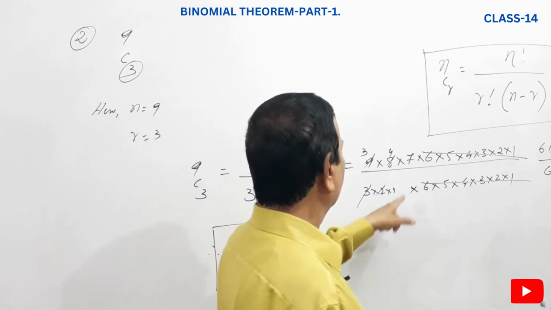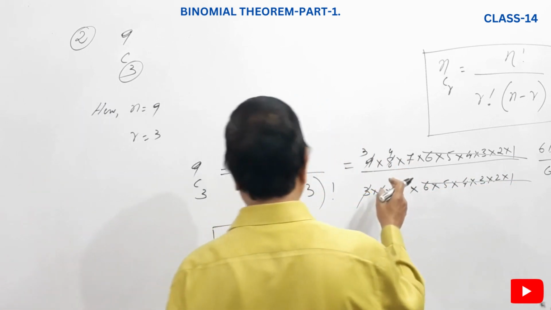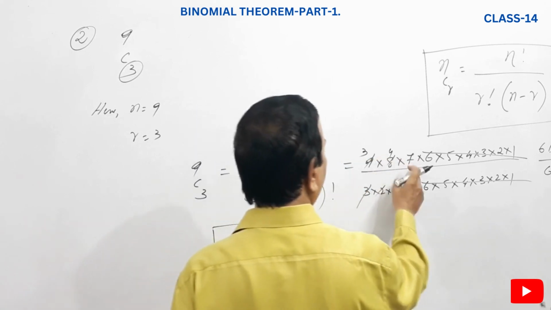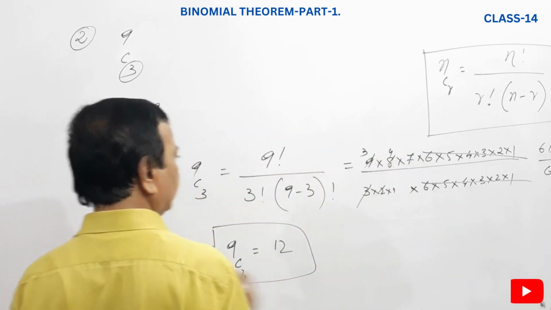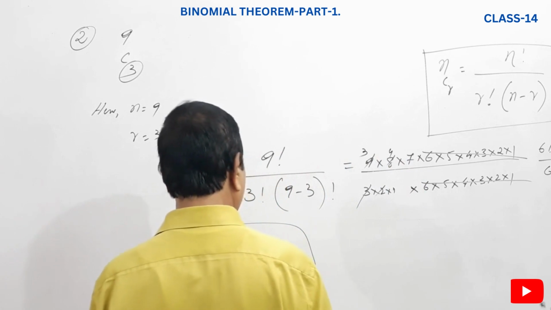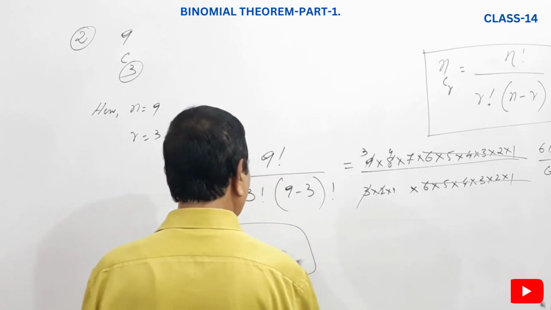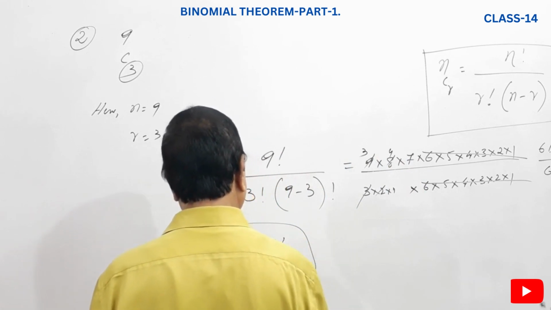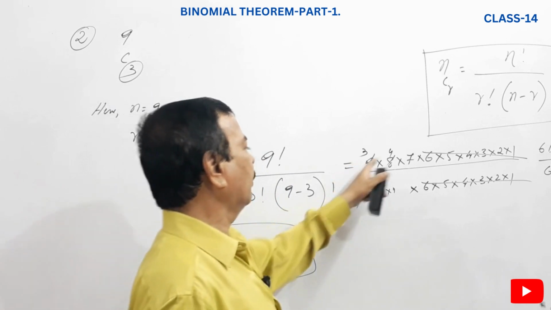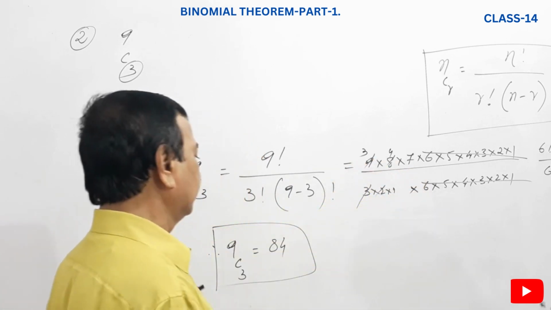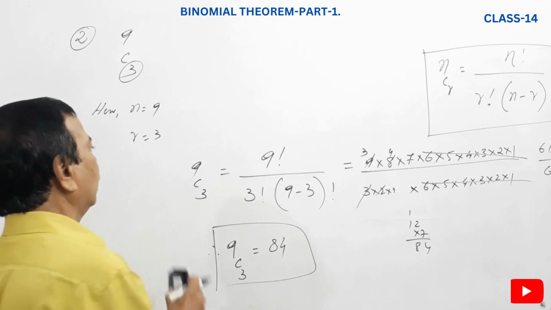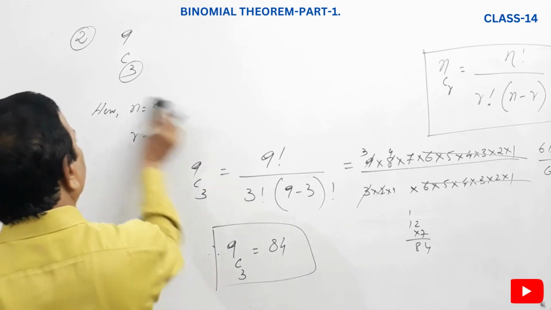Oh, 7 is here, sorry. So 3 4s are 12, into 7. So that becomes 12 into 7, which is 84. 3 4s are 12, 12 into 7, that is the answer. Now we will go for another problem.